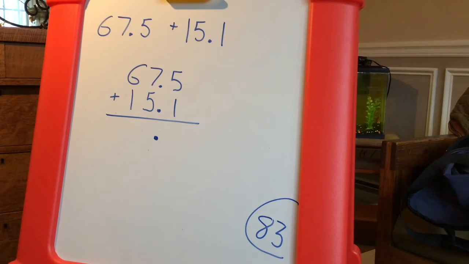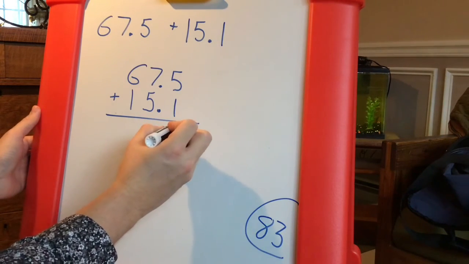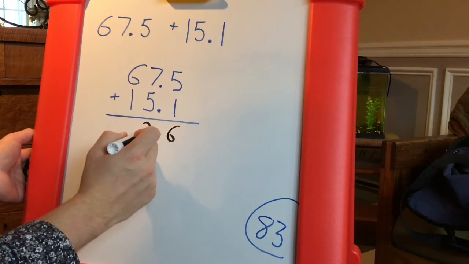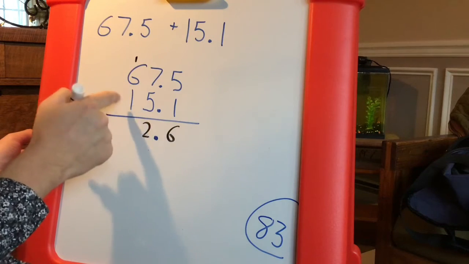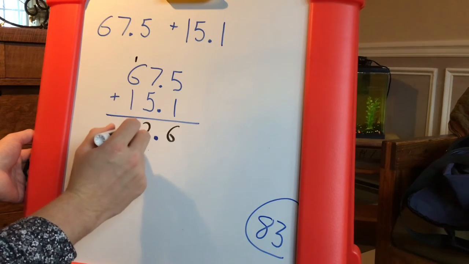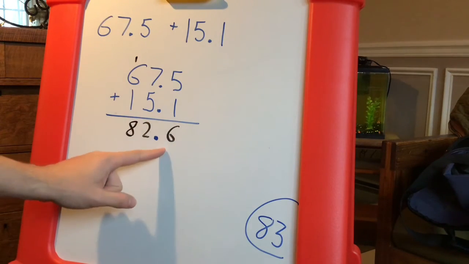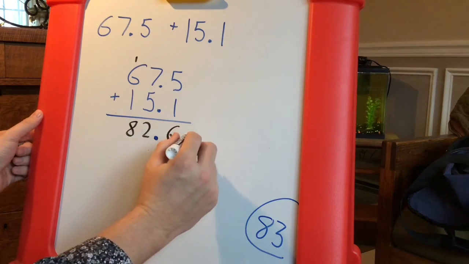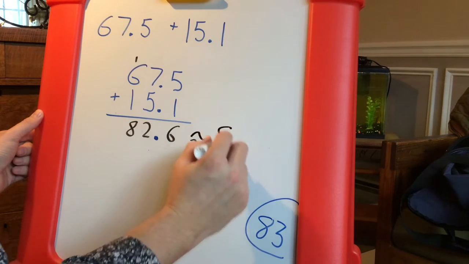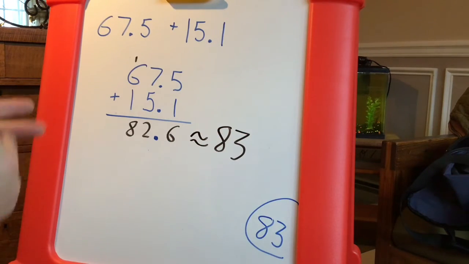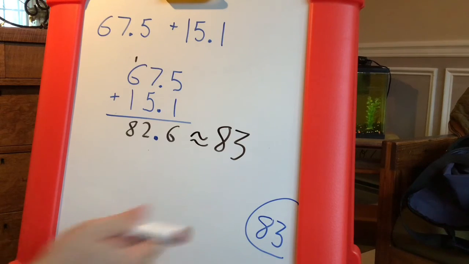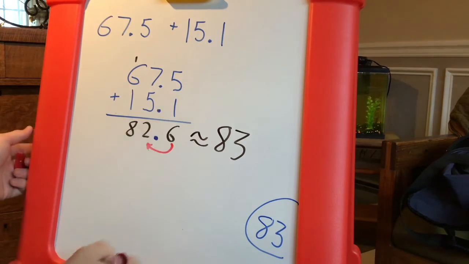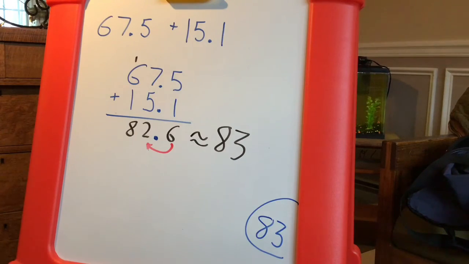All right, from here on out, we've got it. 6/10. 7 and 5 is 12 ones. 7 plus 8. 82 and 6/10. Oh! Well, that is about 83. Especially if we were to round it to the nearest whole number. Yeah, 6 is higher than 5. That would become 83.